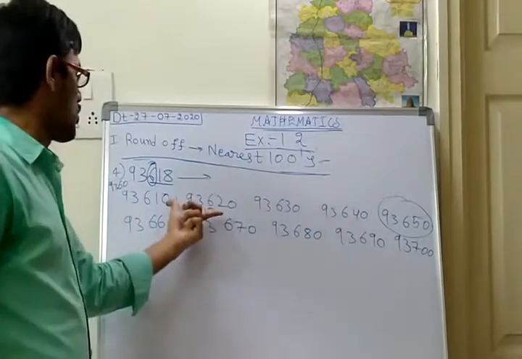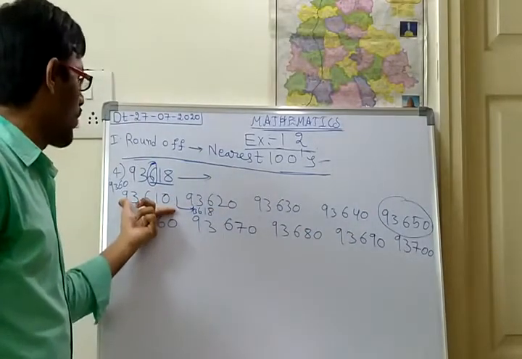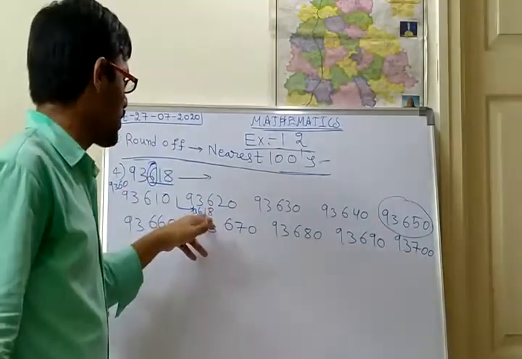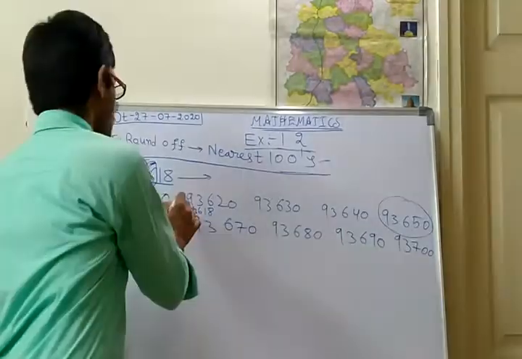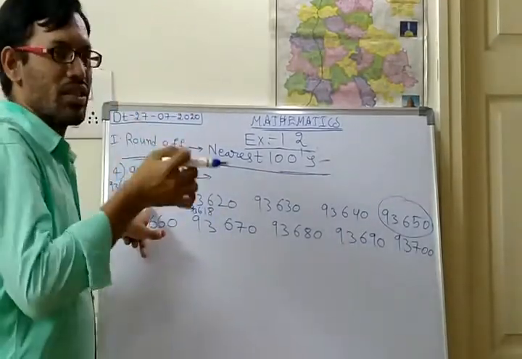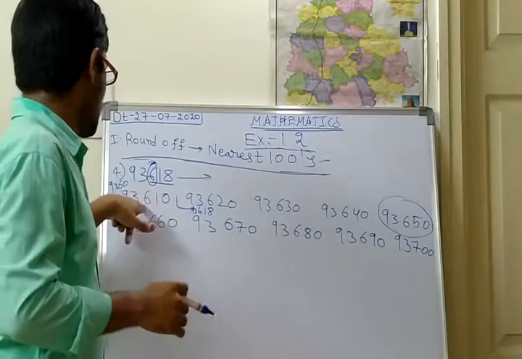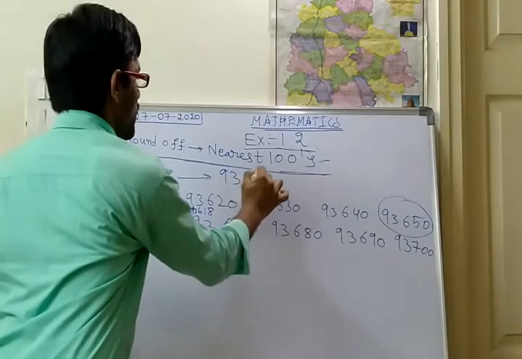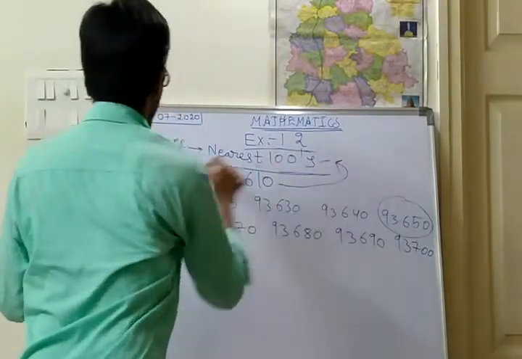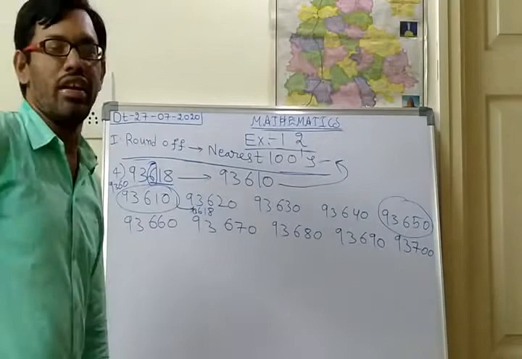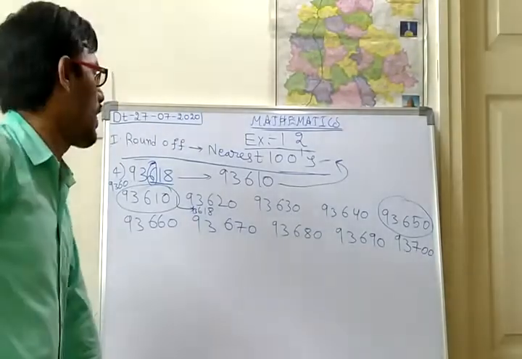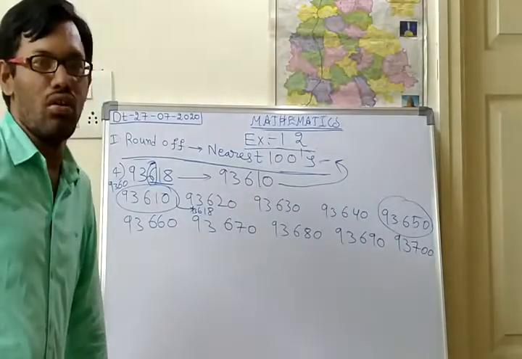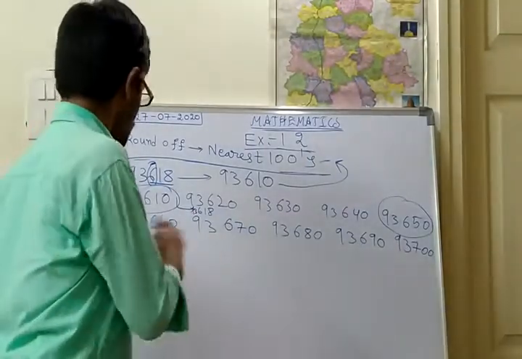So it is very near to 93,610, just 8 numbers after 93,610 is 93,618. So the nearest hundred for 93,618 is 93,610. Like this you have to identify the nearest hundred. I hope you are understanding very well. So like this you have to do the nearest 100.